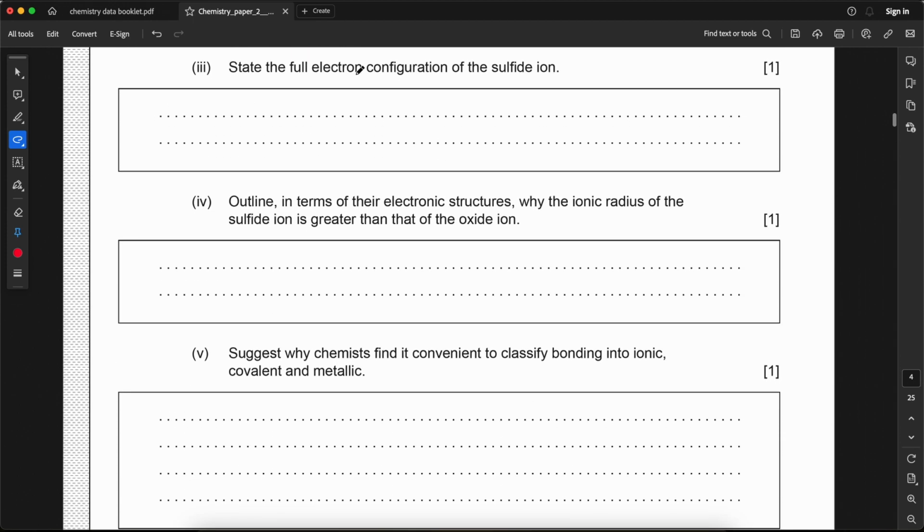State the full electron configuration of the sulfide ion. The sulfide ion would be S2-, with proton number 16. So now the total number of electrons will be 18. So the electron configuration will be 1s2, 2s2, 2p6, 3s2, 3p6. Total is 18.